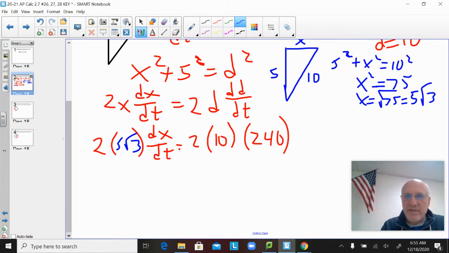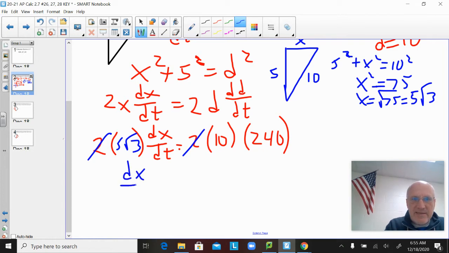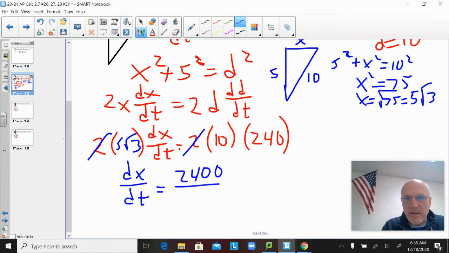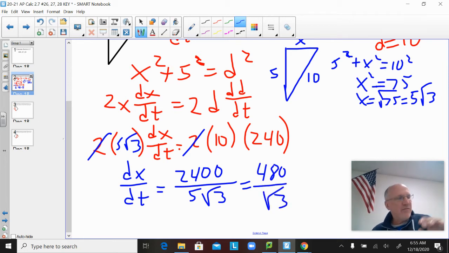Now it's just a matter of solving this. Heck, I see 2's in it. I can divide both sides by 2. Those go away. I see this as dx/dt equals 2400. That's 240 times 10 divided by 5 root 3, which turns out to be 480 over root 3.